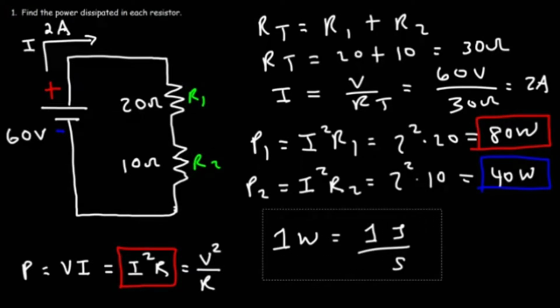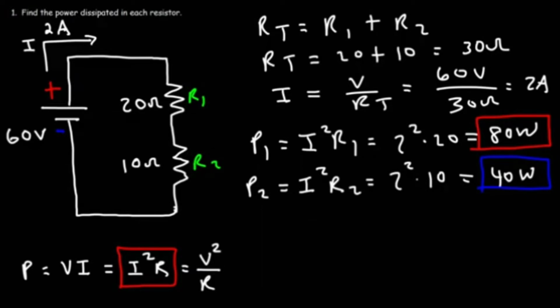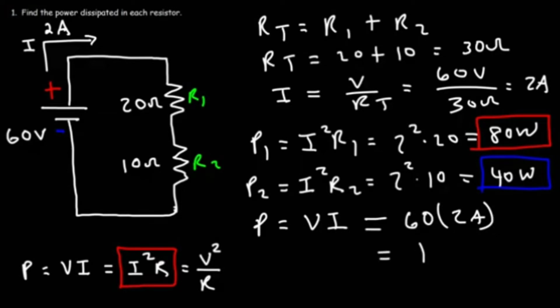Now let's calculate the power delivered by the battery. To do that, we're just going to multiply the voltage by the current because we don't know what the resistance of the battery is. So the voltage of the battery is 60, the current flowing from it is 2 amps. So 60 times 2 amps is 120.